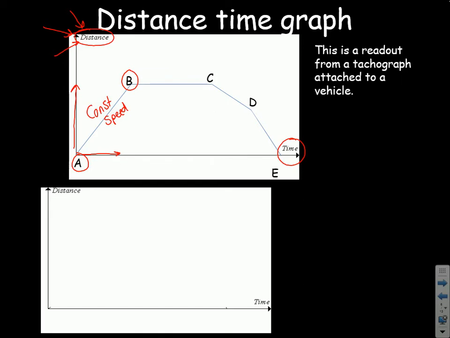Now then, from B to C we can see that as time goes by, the object doesn't seem to be changing distance. So as time goes by, the distance neither increases nor decreases. Therefore, the object must be not moving. It must be stationary. So stationary, or it's still, it is not moving.